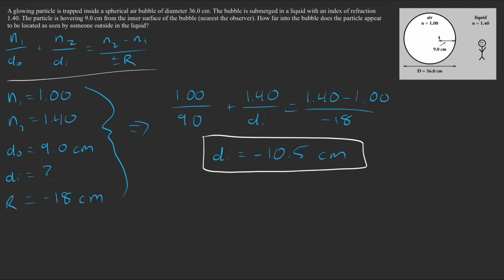So in our case, if we draw our picture down here, bad circle again. Wow, I'm really bad at drawing circles. Good enough. If our object was 9 centimeters away, our image appeared negative 10.5 centimeters, so 10.5 centimeters to the left of our surface.